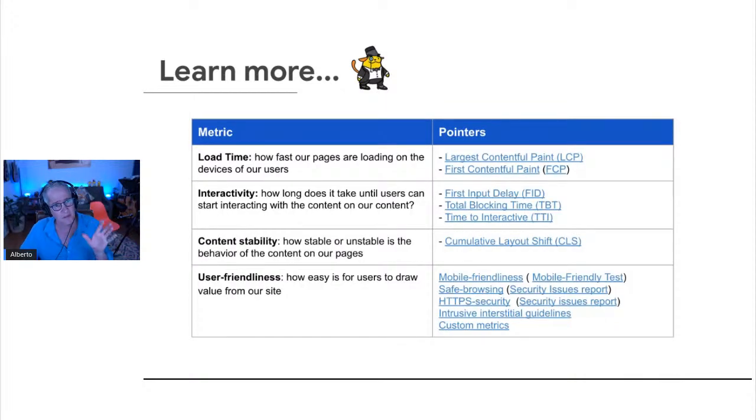And then remember that we said that the Core Web Vitals seek to capture user experience. Well, here I link documentation and information about these metrics. For example, if we're talking about load time, how fast our pages are loading on the devices of our users, then you have metrics like the largest contentful paint or the first contentful paint. So these links here give you a lot of information to understand what these metrics mean. Similar with interactivity, we had the first input delay, time to interact, and so on, and the same for content stability and user friendliness.